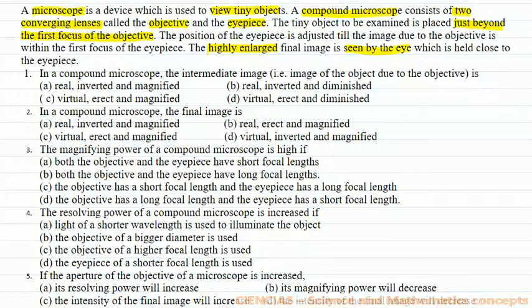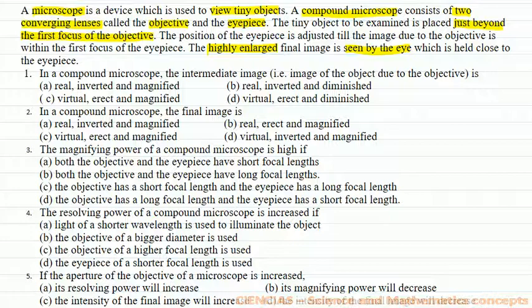So here the question says we are having a compound microscope in which there are two converging lenses. Converging lenses means convex lens. One is called objective, another is called eyepiece. And it is used to examine tiny objects by just placing the object beyond the first focus of the objective, and we get a highly enlarged image which can be seen by the eyepiece.